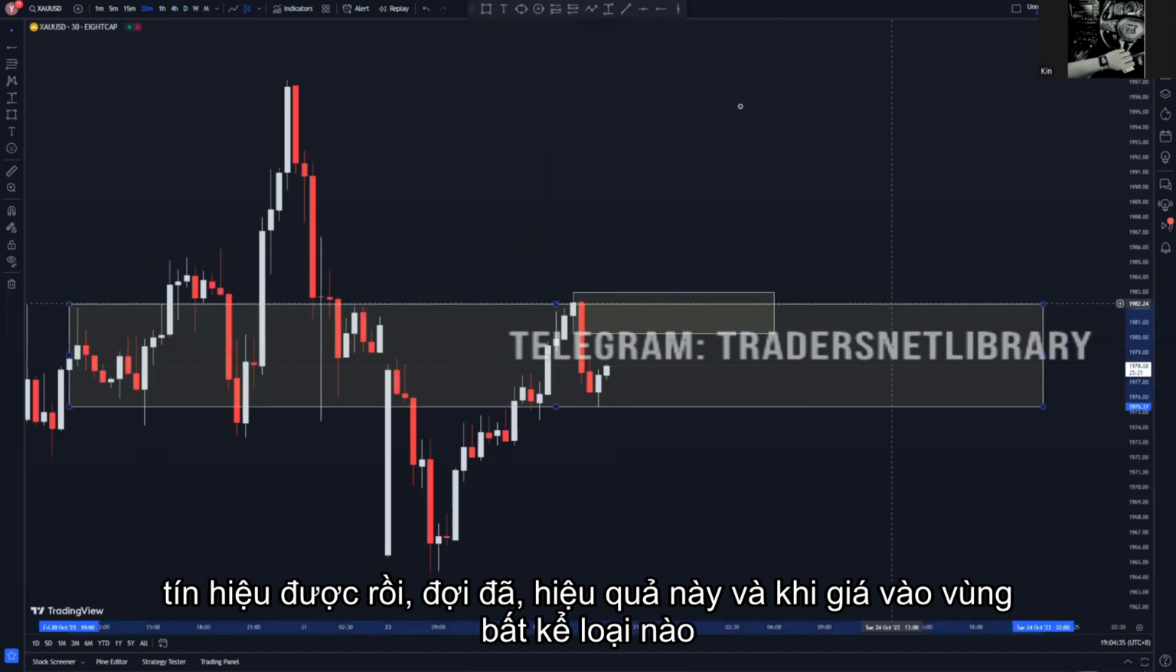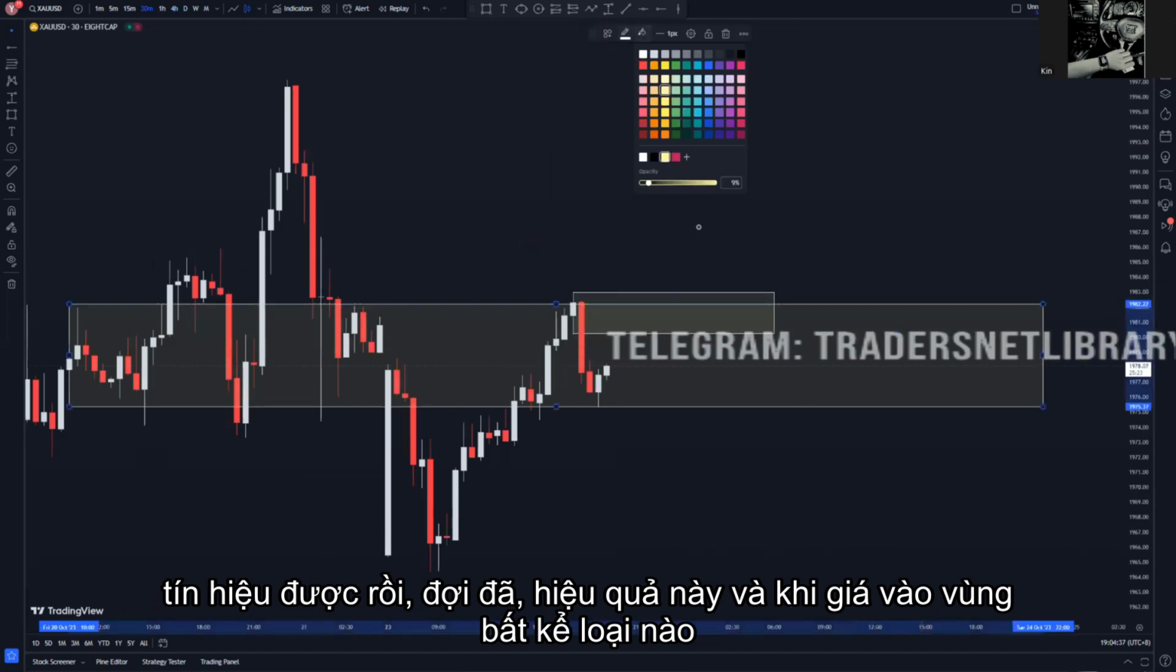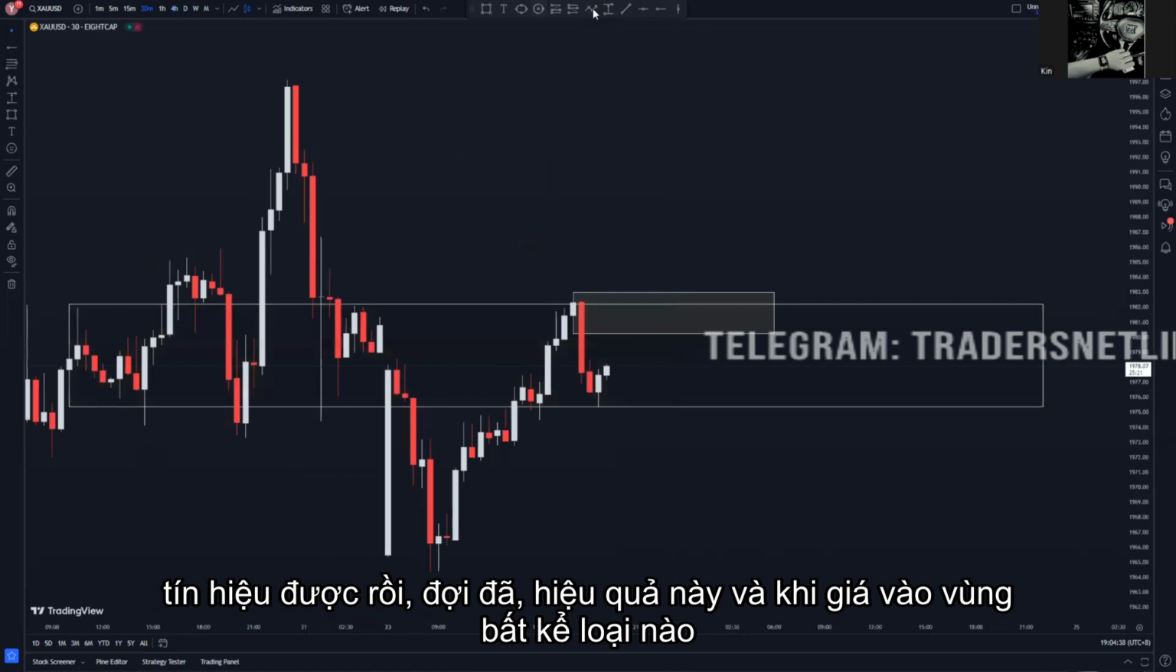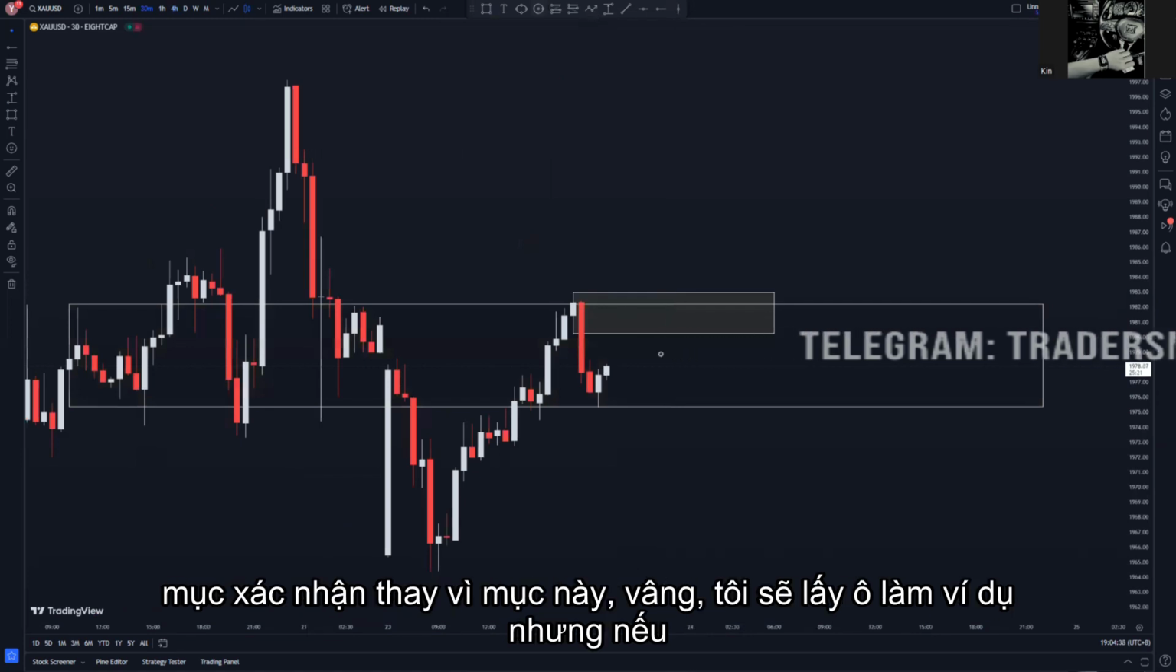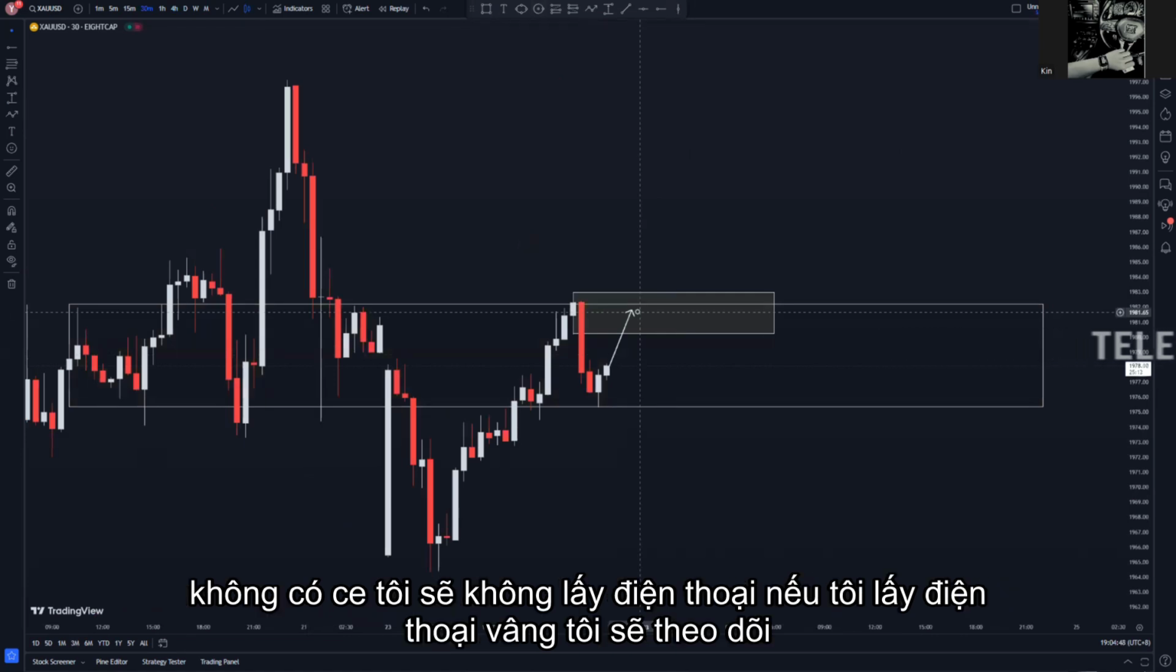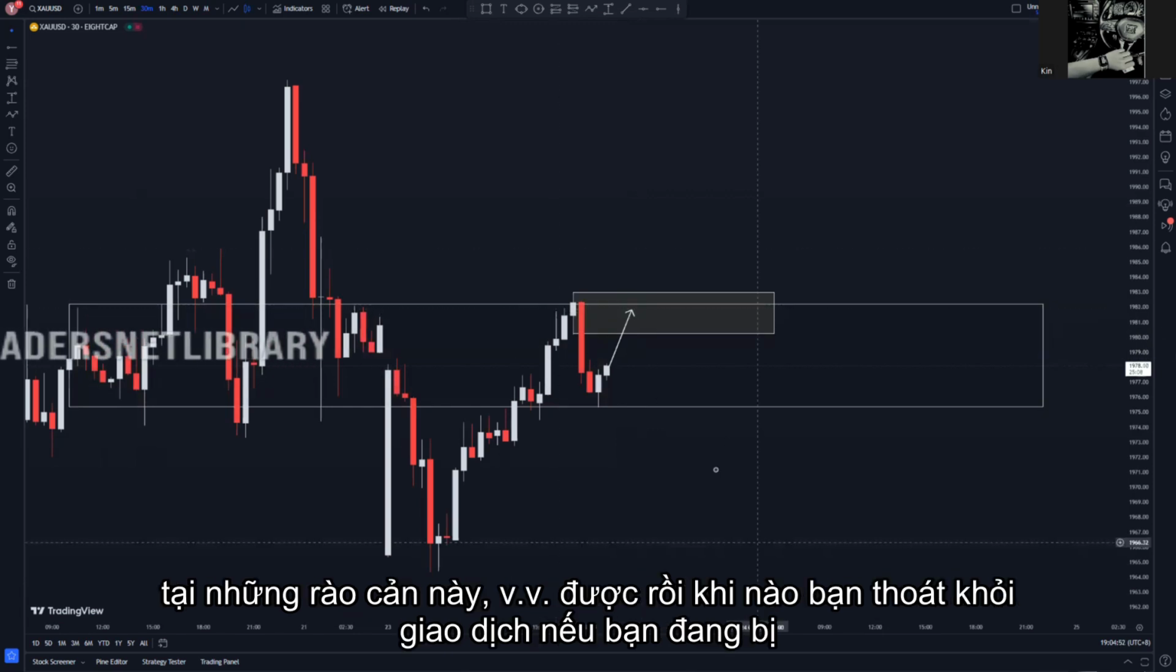Right, wait. And this EF, when the price gets into the zone, no matter what type of confirmation entry inside of this one, yes, I'm going to take the sell for an example. But if there is no CE, I'm not going to take the sell. If I take the sell, I'm going to monitor these roadblocks and so on.